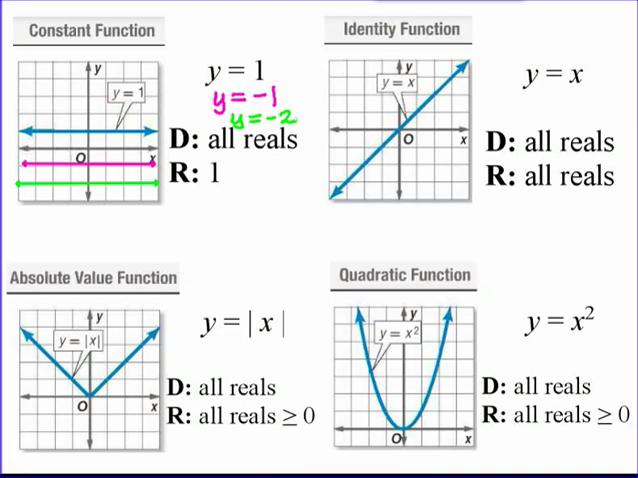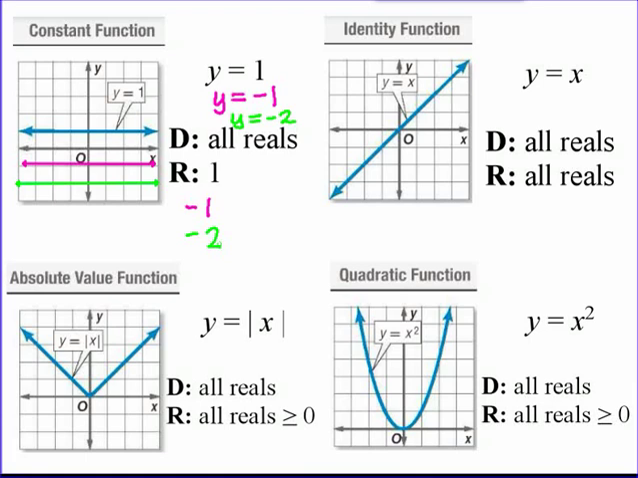A little bit about the constant function. The domain is all reals, because the line goes on forever to the left and the right. And the range of the blue line is 1. What would the range of the pink line be? -1, good. And the range of the green line is -2. So the range is going to be wherever the line is. So that is the constant function.